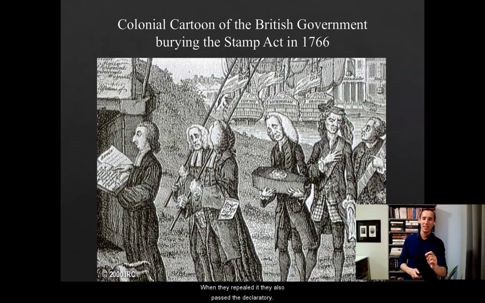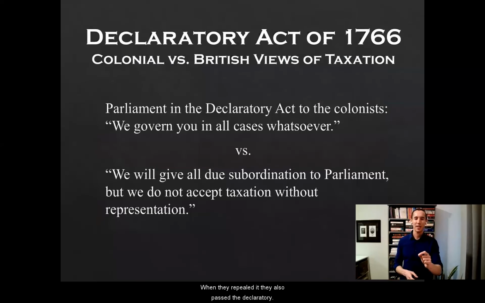when they repealed it, they also passed the Declaratory Act in 1766, which said, we govern you in all cases whatsoever. So what the British are saying here is, all right, we're repealing this, but we are allowed to tax you. Colonists are saying, you can't tax us because we don't have representation in Parliament. And this is where everything changes.